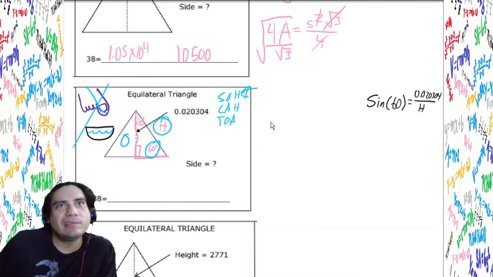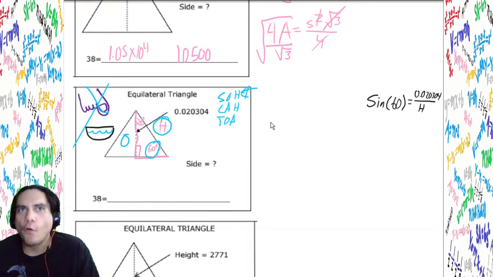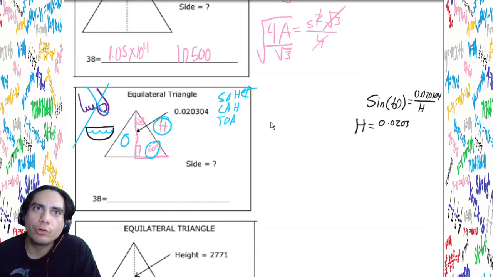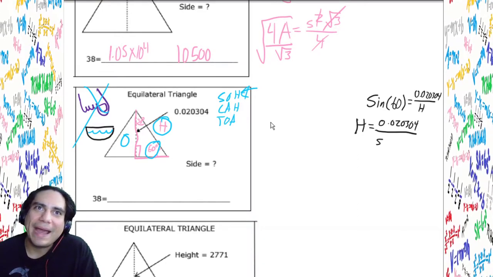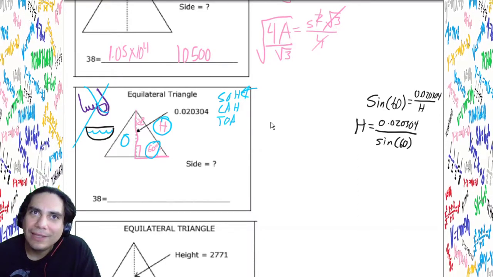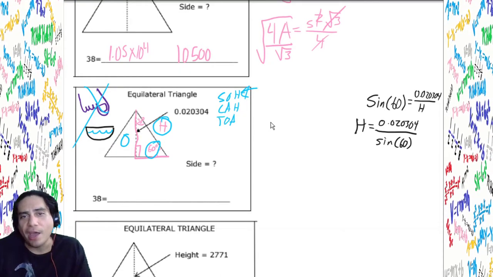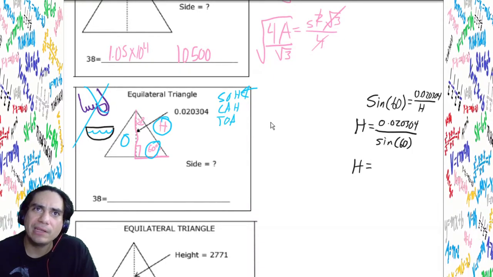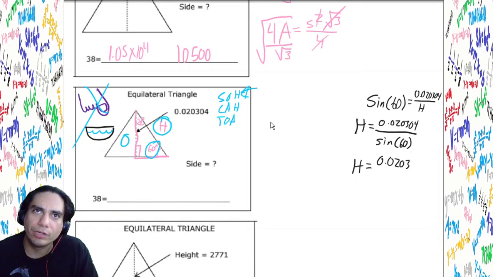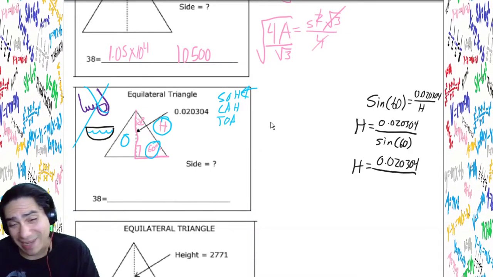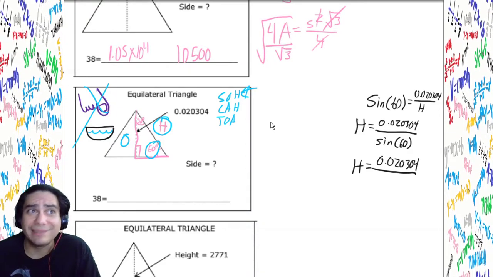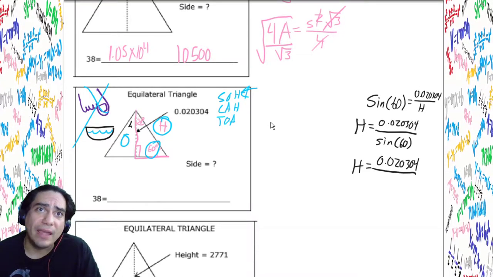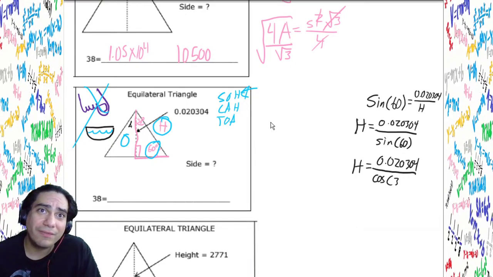And if you know enough about this formula right here, you would be able to see that the hypotenuse is actually equal to 0.020304 divided by the sine of 60. Or if you wanted to set it up the other way, we could use cos. It would look like the hypotenuse is equal to 0.020304, but instead of the sine of 60, we would be calling this the adjacent right here. That O would now have a little A next to it because it would be the adjacent. And we would end up doing the cosine of 30.